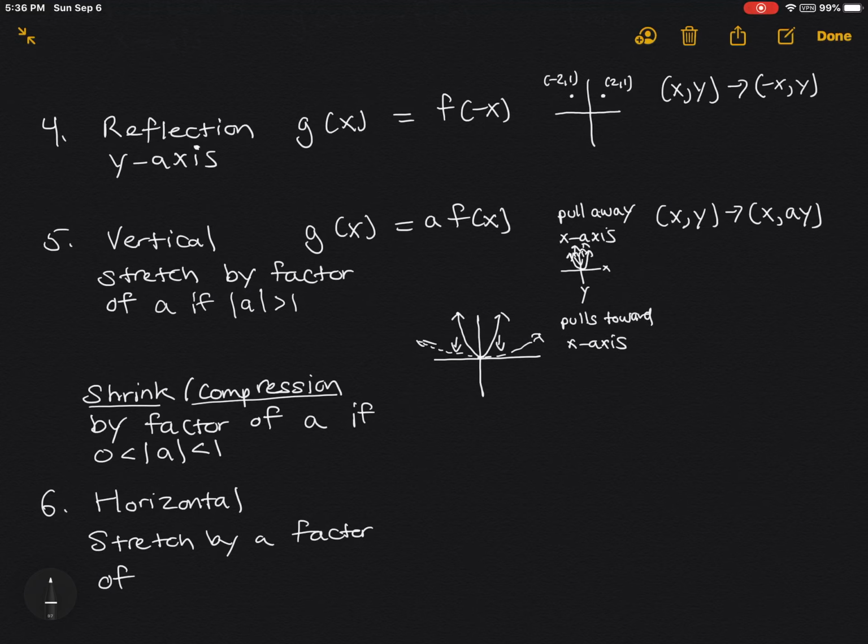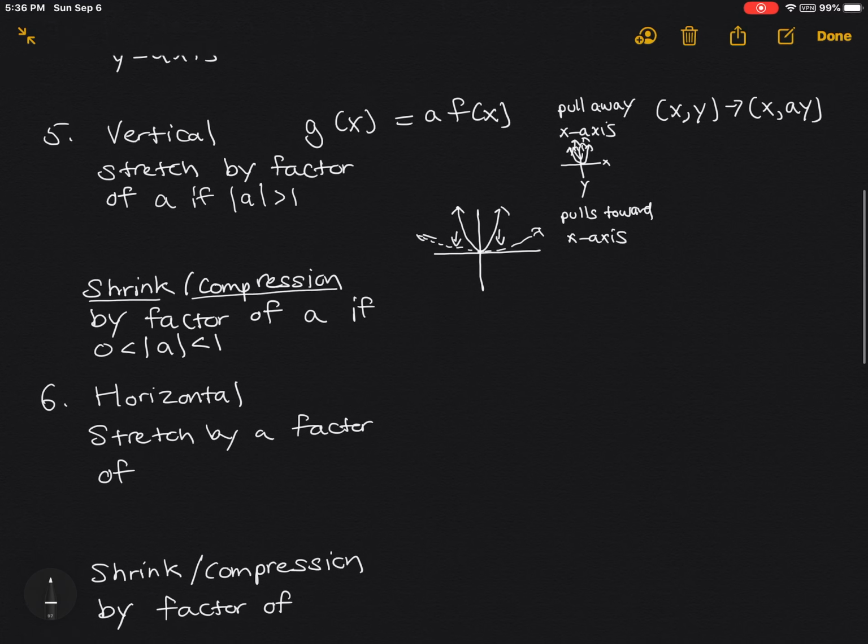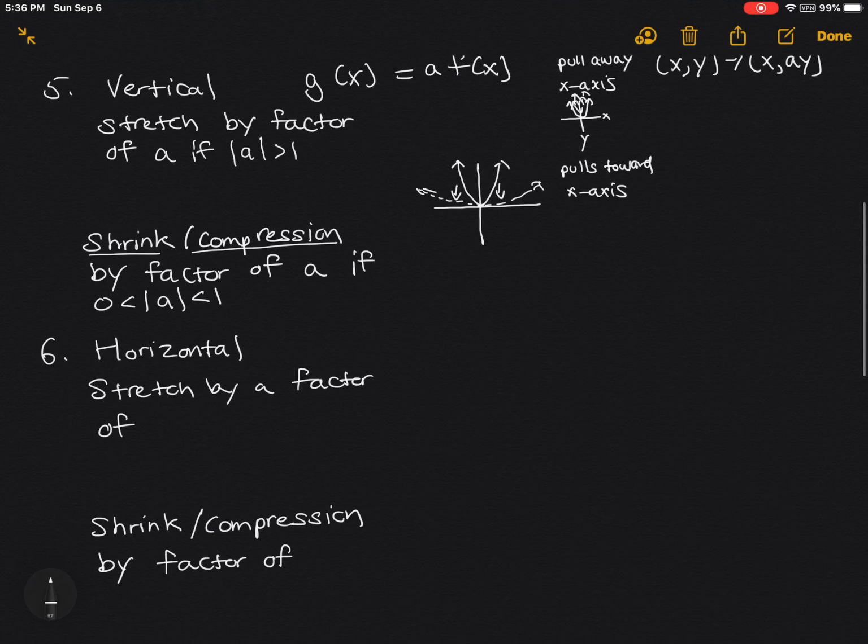I don't think you can see all that dash mark there, but this graph right here is going to be wider than the original graph. This dash line right here, if you're pulling away, it's going to be narrower, okay? Coordinate rule is you keep your x, you take your y value, multiply by a. All right.